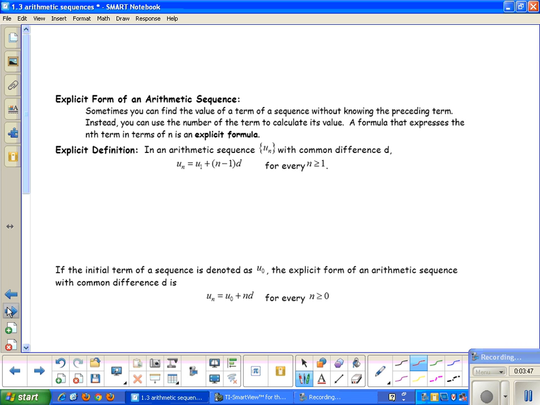So the formula we use is right here, and I'm going to write it a little bigger. u sub n is equal to your first term plus n minus 1 times your common difference, d. So in order to do this problem, you have to know what your first term is, just like the last one, and you have to know what your common difference is.